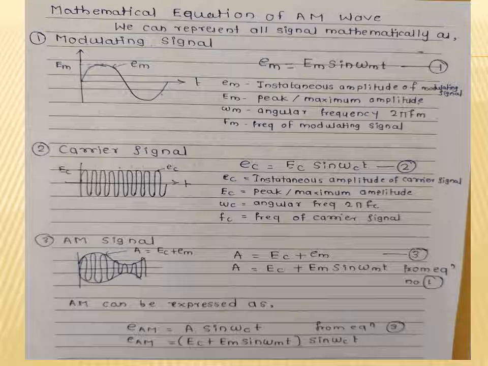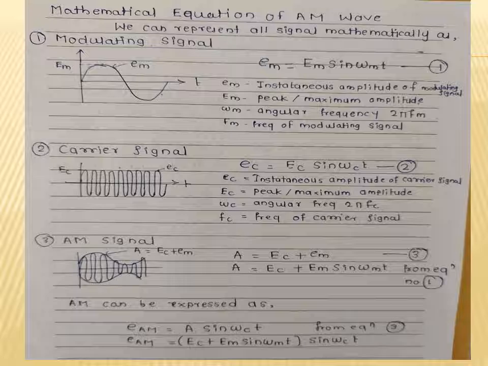Next we see the carrier signal. The carrier signal is a high frequency sinusoidal signal. Again, its amplitude is given as capital EC. Why is C given? C stands for the carrier signal, and E is the amplitude. Small ec is the instantaneous amplitude of the carrier signal. Capital EC is the peak or maximum amplitude of the carrier signal.